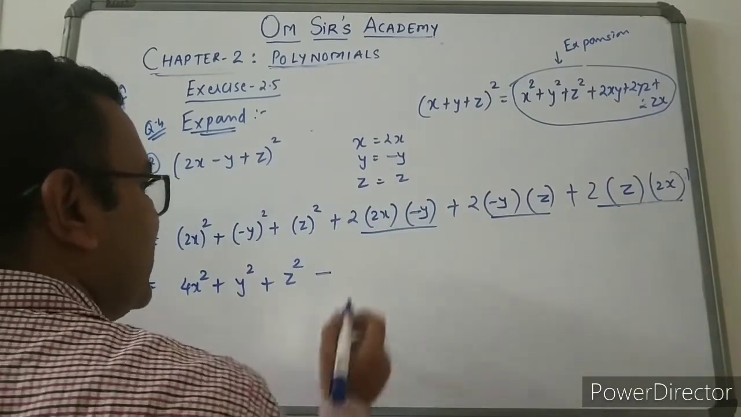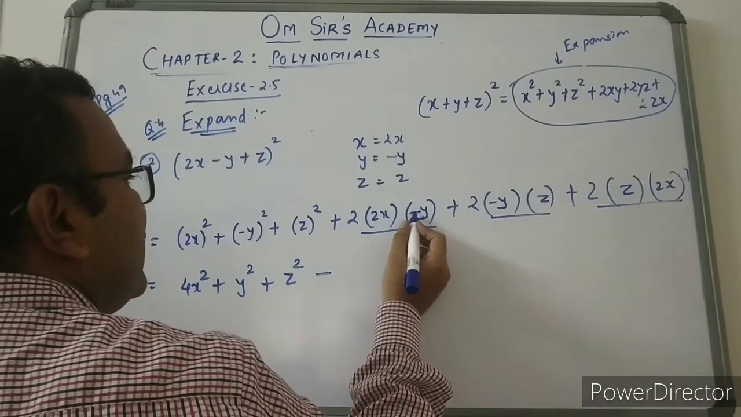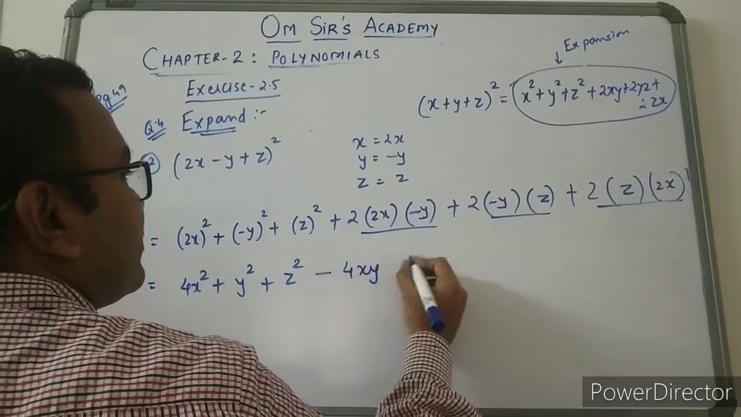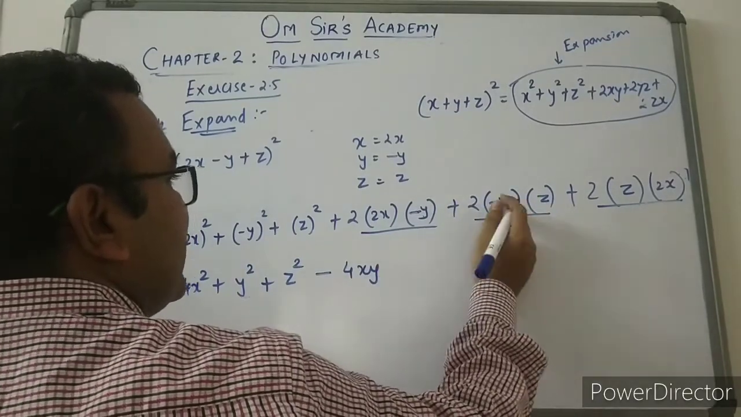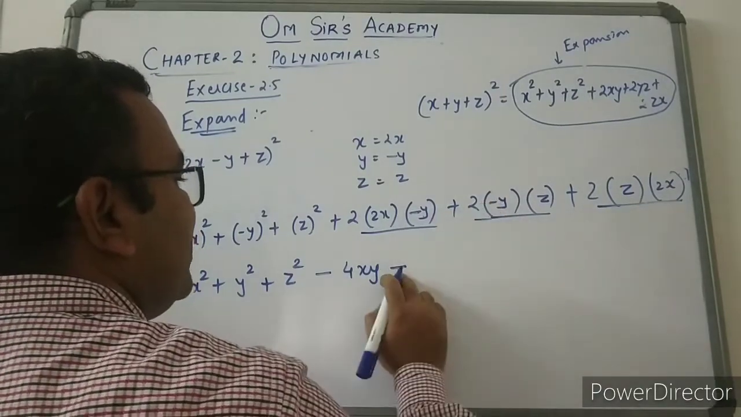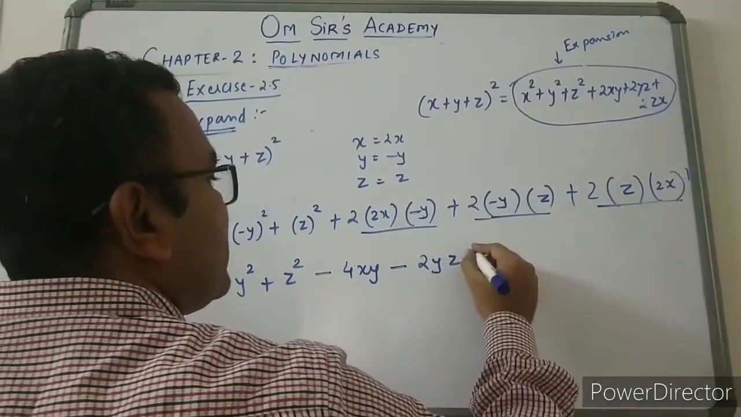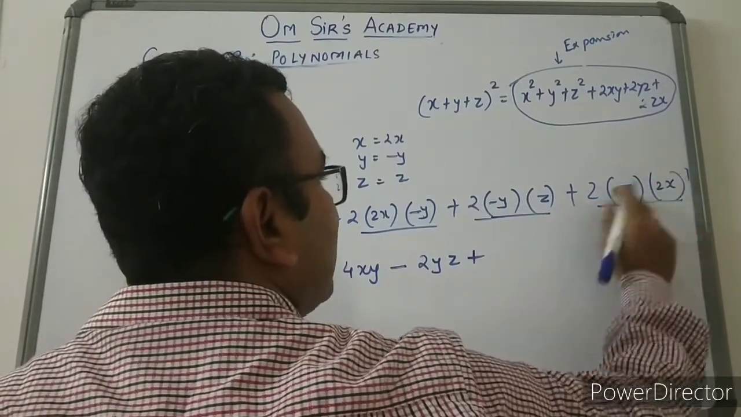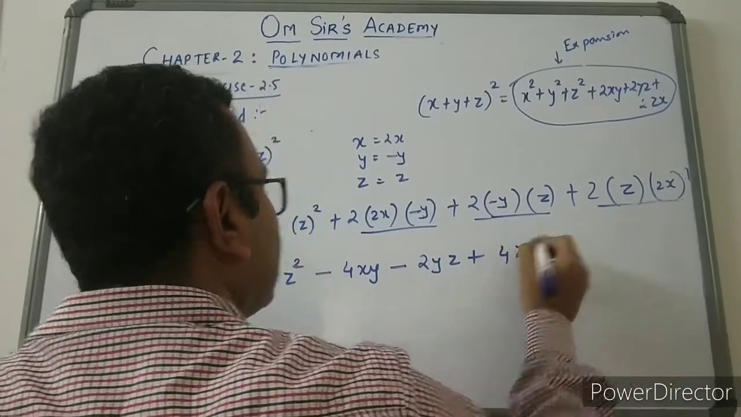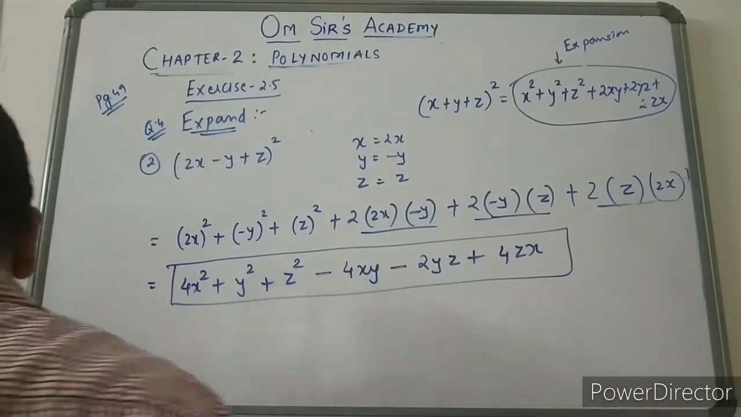So here what we see, 2 into 2 is 4, 4 into xy is 4xy, and minus 4xy, so it will be minus 4xy. Here also there is one single negative sign, so outside sign will become negative, plus into minus will be minus. 2 into yz is what? 2yz, plus 2 into z into 2x, 2 2s are 4, 4 into zx is what? 4zx. Okay, so this is my answer.